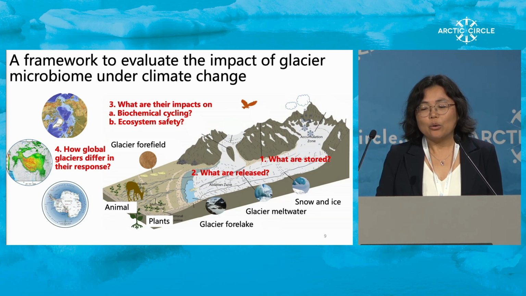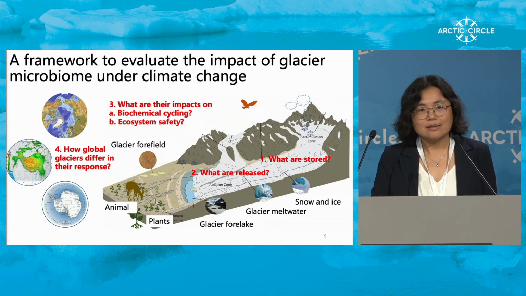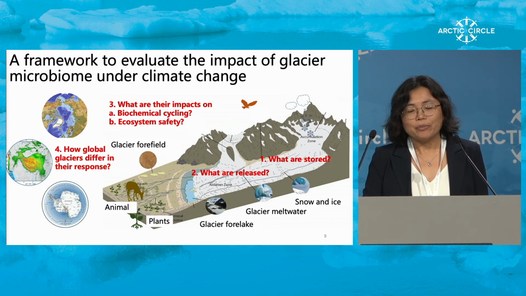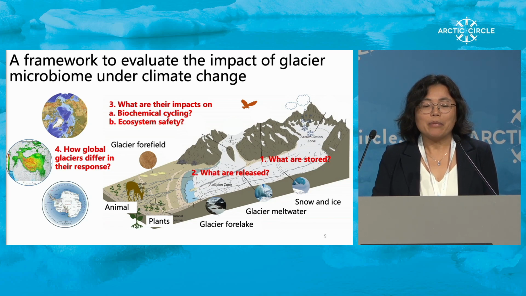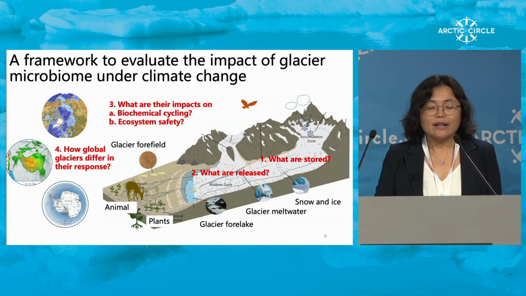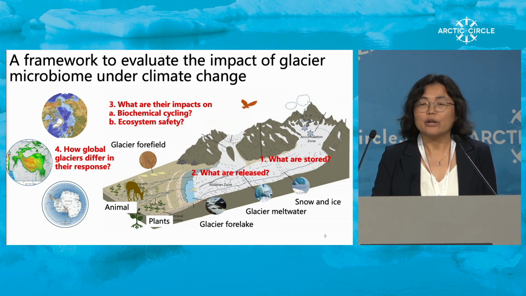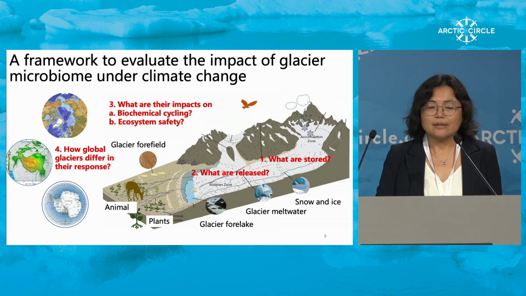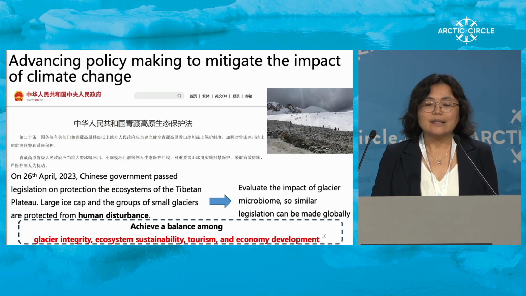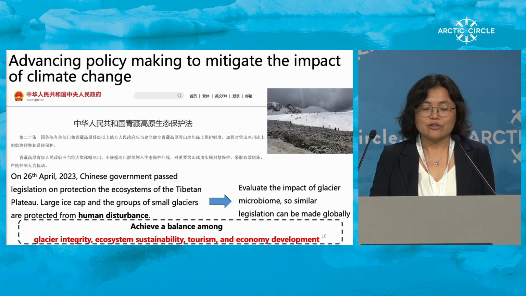So we propose a five-part work plan to evaluate the impact of the glacial microbiome under climate change. We want to know what kinds of microbes are stored in the glacier and what is released downstream, what their impact is on biogeochemical cycles and ecosystem safety, and how global glaciers differ in their response. We want to give advice to policymakers to mitigate the impact of climate change.